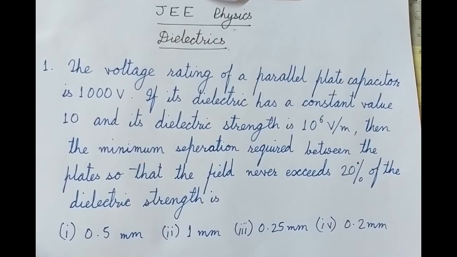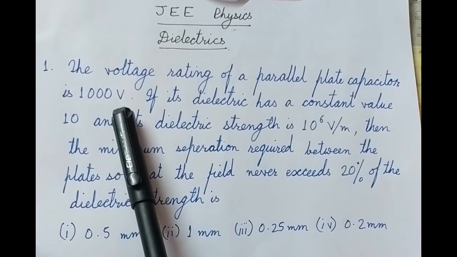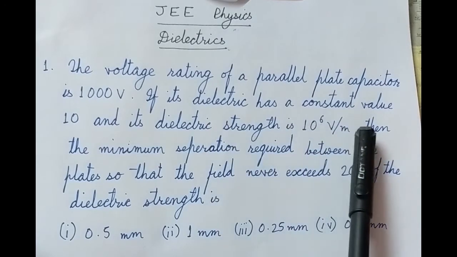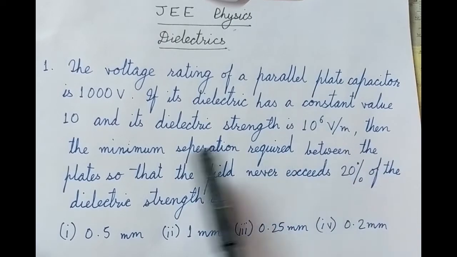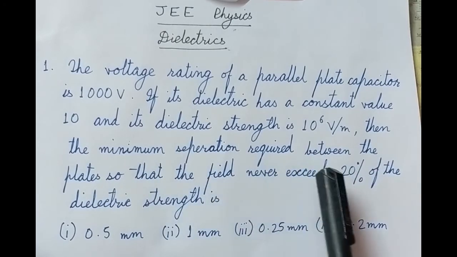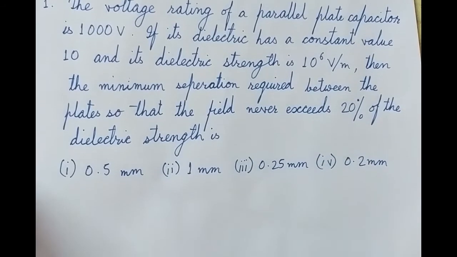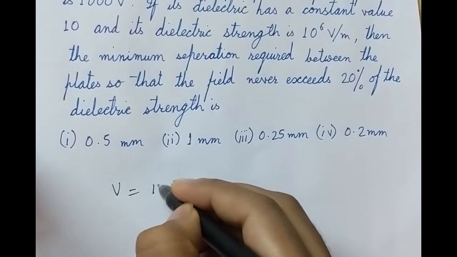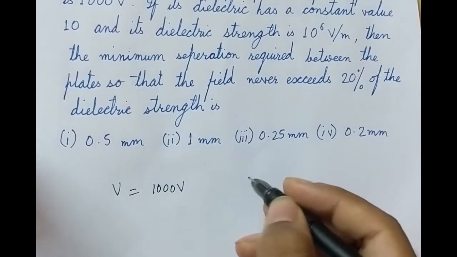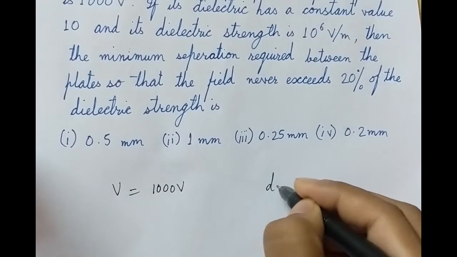So the first question of the day states that the voltage rating of a parallel plate capacitor is 1000 volt. If its dielectric has a constant value 10 and its dielectric strength is 10 to the power 6 volt per meter, then the minimum separation required between the plates so that the field never exceeds 20% of the dielectric strength is. So firstly, we know what the voltage is. Its operating voltage is 1000 volts, and let's assume that the distance between the plates is d.